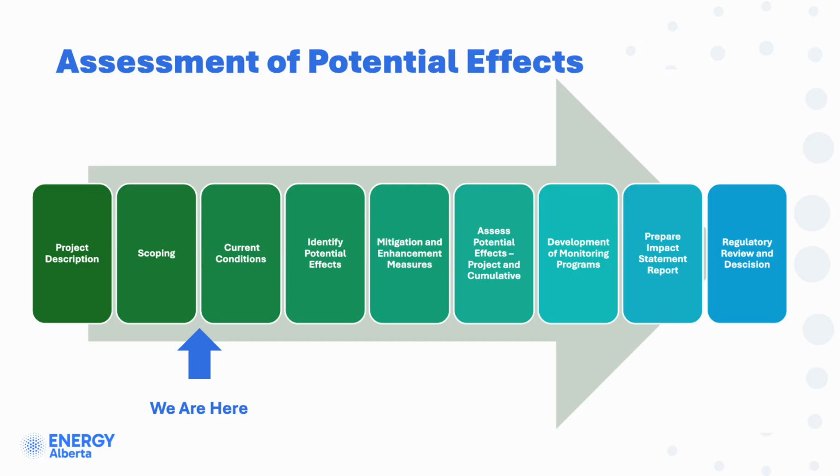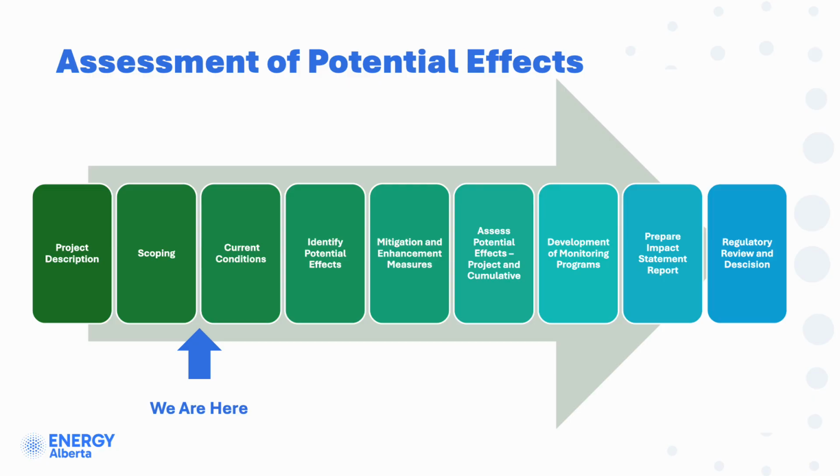From there, we move into assessing potential effects. We analyze how the project might affect baseline conditions, both positively or negatively. And from there, we identify ways to reduce those negative impacts and enhance the positive ones. This may include design changes, protective measures, accommodation measures, or community benefits. Even after mitigation, some effects may remain, and we evaluate their significance and identify ways that they can be monitored as the project progresses.